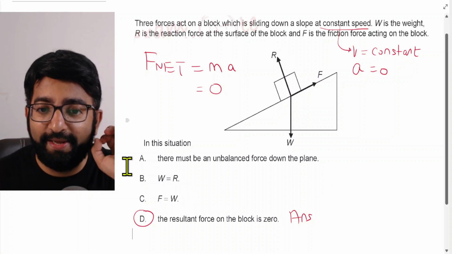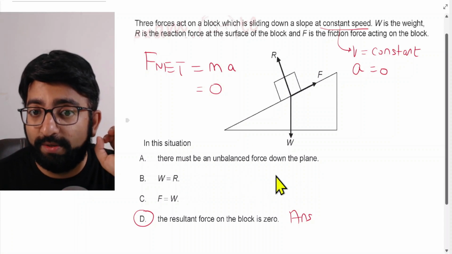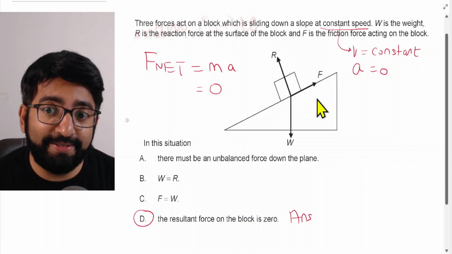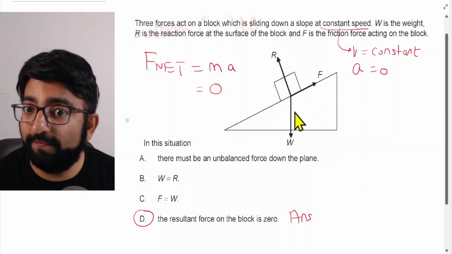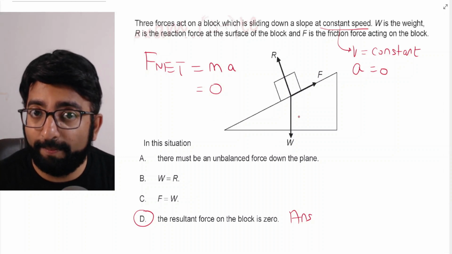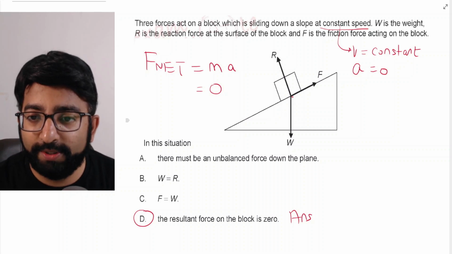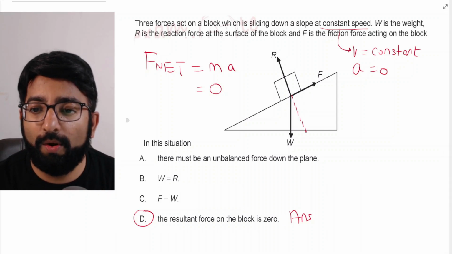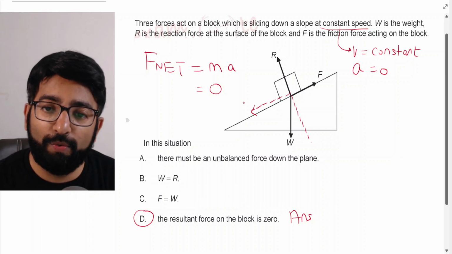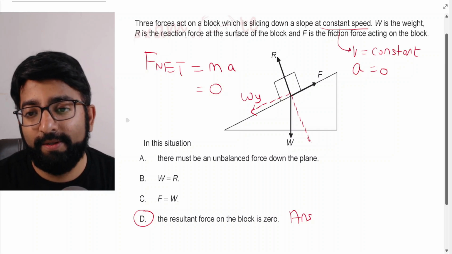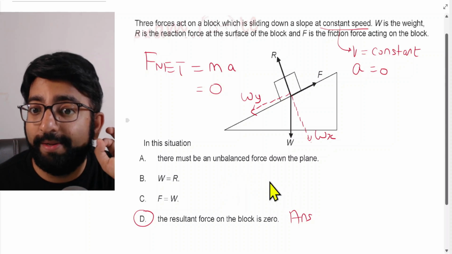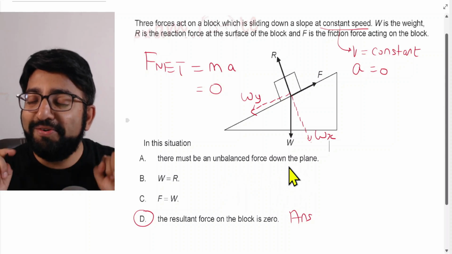In option A, it's saying there must be an unbalanced force down the plane. Is it actually true? To do that, we'll just analyze the figure. We have contact force, friction force, and the weight acting downwards. So we will break the weight W into two components. So watch, one component of weight will go along this arrow and the other component of weight will go along this arrow. Let's call this Wy and this one Wx. Option A states that there must be an unbalanced force down the plane. Is it true? Not really.